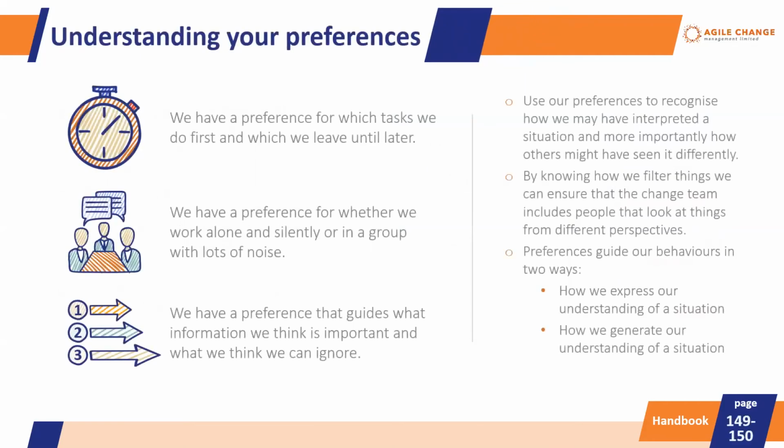There are other preferences that we need to think about as well. We have a preference for when we do our work. Sometimes we are morning people and we like to get on with things first of all. And maybe what shapes that is that we like to get rid of the really difficult tasks first thing in the morning so we can have an easier day.